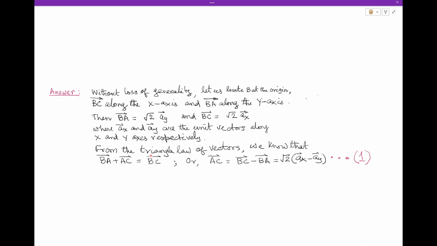From the triangle law of vectors, we know that BA plus AC is equal to BC, or AC is equal to BC minus BA, and BC being √2 unit vector AX and BA being √2 unit vector AY, we can write AC vector is equal to √2 (AX minus AY). Let us call this equation 1.